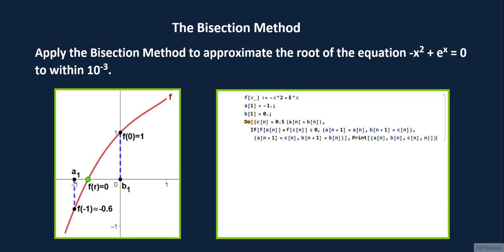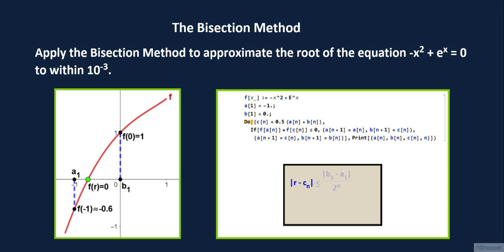If x = r is the unique solution to the equation f(x) = 0, then the absolute error in using c_n as the estimate for x = r is given by the absolute value of r minus c_n. And this is less than or equal to the absolute value of b_1 minus a_1 divided by 2 raised to the nth power. b_1 minus a_1 equals 1, so that the absolute value of r minus c_n is less than or equal to 1 divided by 2 raised to the nth power.